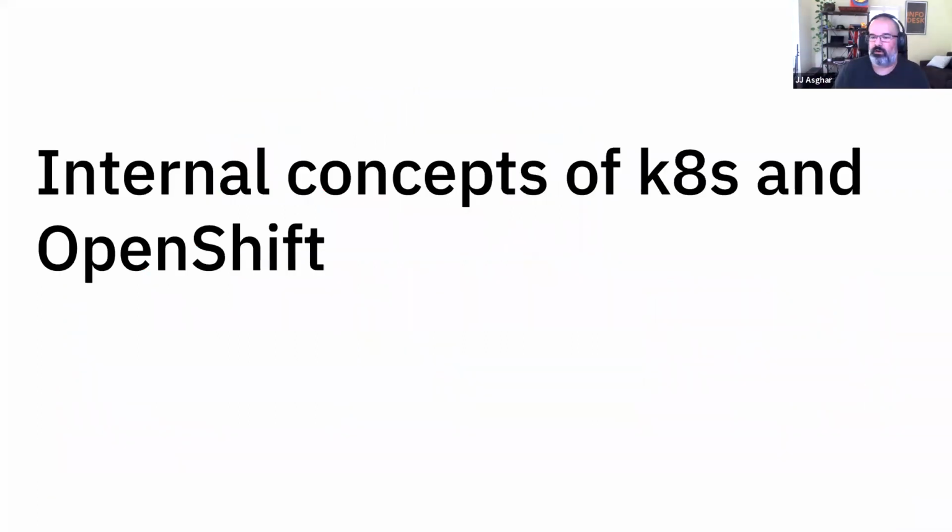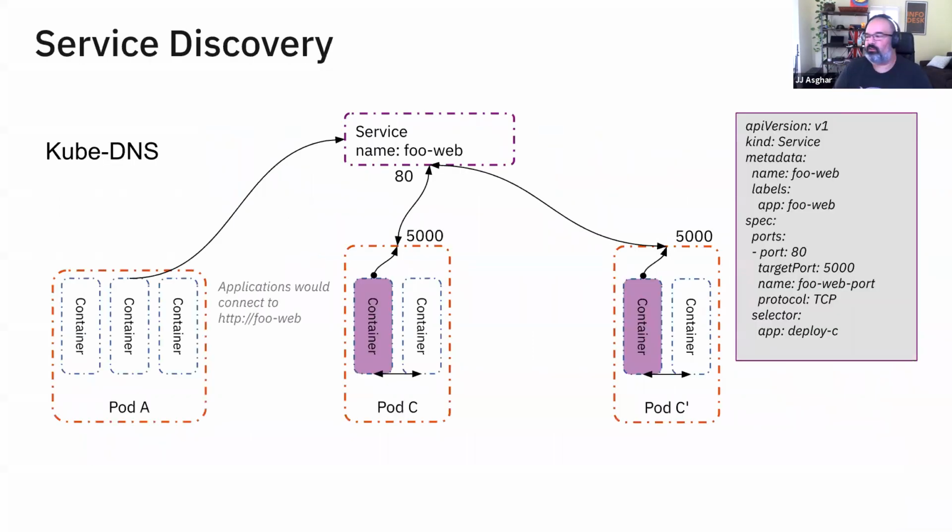So let's talk about some internal concepts of Kubernetes. If you've never seen it before, K8S is short for Kubernetes. People say K8s, people say K8S, so there are a lot of different things, and OpenShift. So first things first, we all, as professionals in the IT industry, we all love DNS.